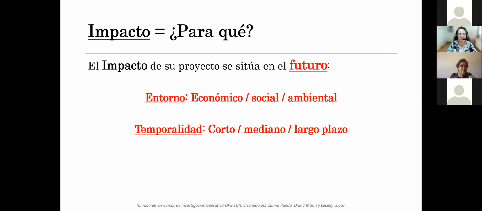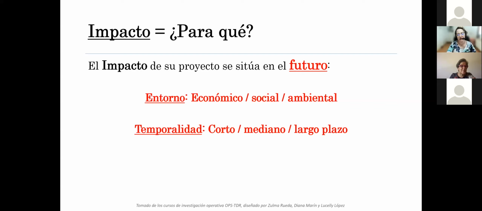So we have the justification that talks about why it is important in time and space, and the impact. It will tell me what this research proposal will be good for. So you see, time and space is the present in the justification, but in the impact, we talk about the future. And the impact occurs not only in the economic, social, and environmental setting, but we also have impacts in our timeline. Some impacts can be short term, some can be medium term, and others long-term impacts.